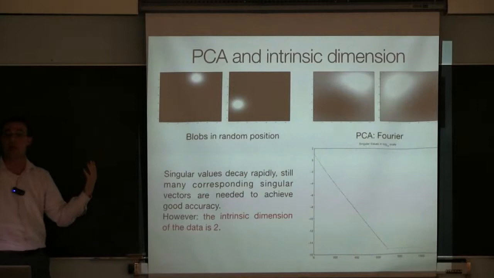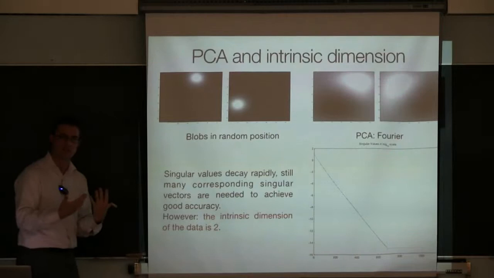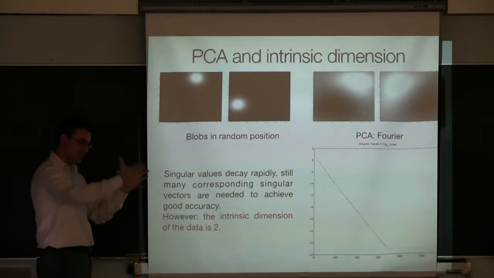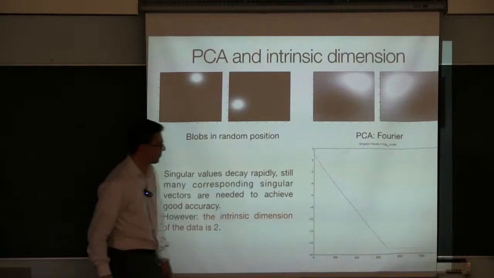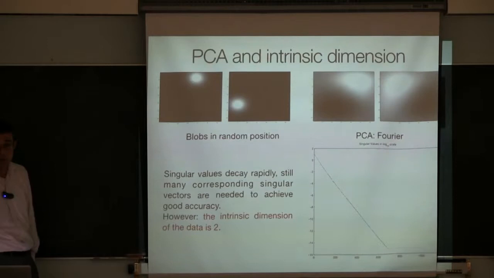So somehow principal component analysis is not detecting that this data set is truly just intrinsically two-dimensional, even if it is. And the reason for that is that this data set is really non-linear. It spans many, many dimensions in 4,000 dimensions, and it does not lie exactly in any 2, 4, 10, even 100-dimensional subspace. So even simple data sets are truly non-linear, and we would like to be able to handle those non-linearities.